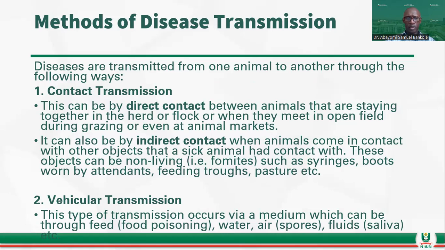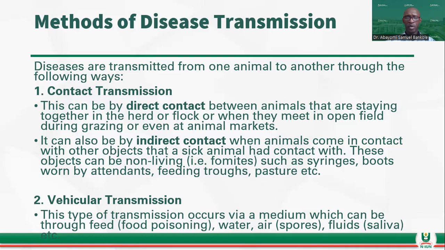Now, it can also be indirect. So it is either direct contact or indirect. The indirect one happens when animals come in contact with other objects that a sick animal had contact with. Now, these objects can be non-living, that is, fomites, such as syringes, boots, wound attendants, feeding troughs, pasture, and so on and so forth. Now, the number two major method of transmission is vehicular transmission.